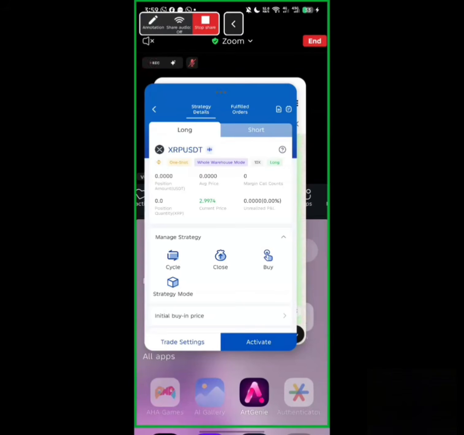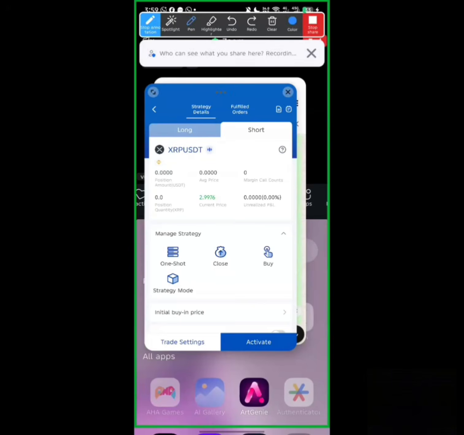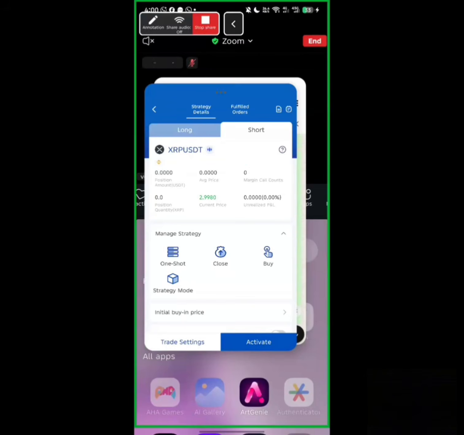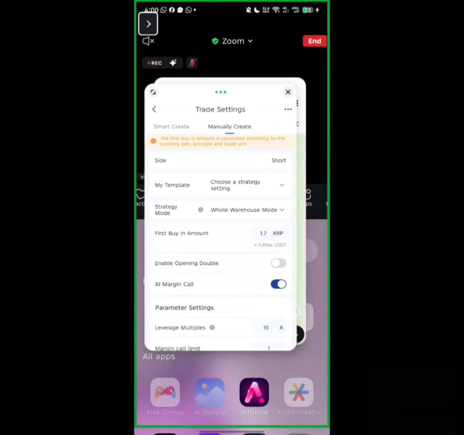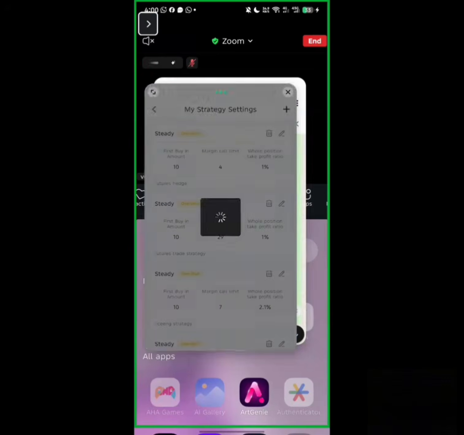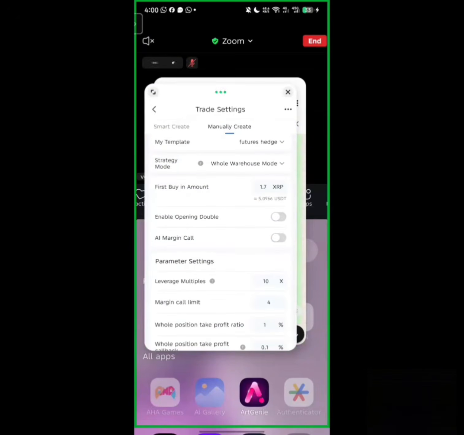Okay, if I pick short now, you see, because I have not set the strategy on it. I have not set the strategy on short. That is why the short is not showing anything. You see, it's not showing the 10x and it's not showing the shorts. If I click on trade setting now and I put my strategy on this short, because some signals could say short, I don't want someone to say they don't know how to do it. Okay, the process: manually create, choose a strategy setting, then you pick your strategy. It is there already. You set your first buying amount.